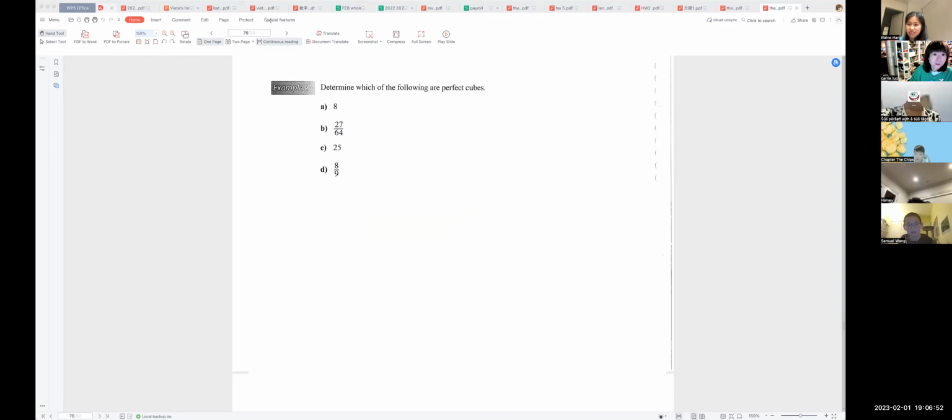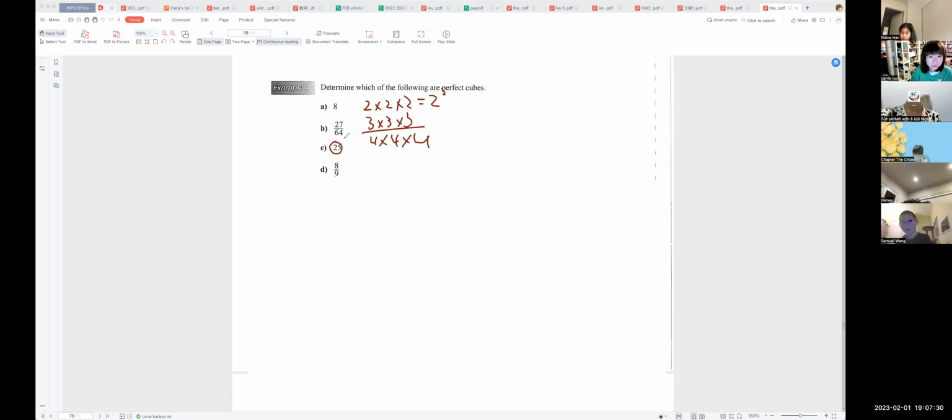So 8, is it a cube number? Yes. So 2 times 2 times 2 equals 2 cubed, right? Okay, so 27/64, Daniel, is it a cube number? Yes. Okay, because 3 times 3 times 3 over 4 times 4 times 4, right?